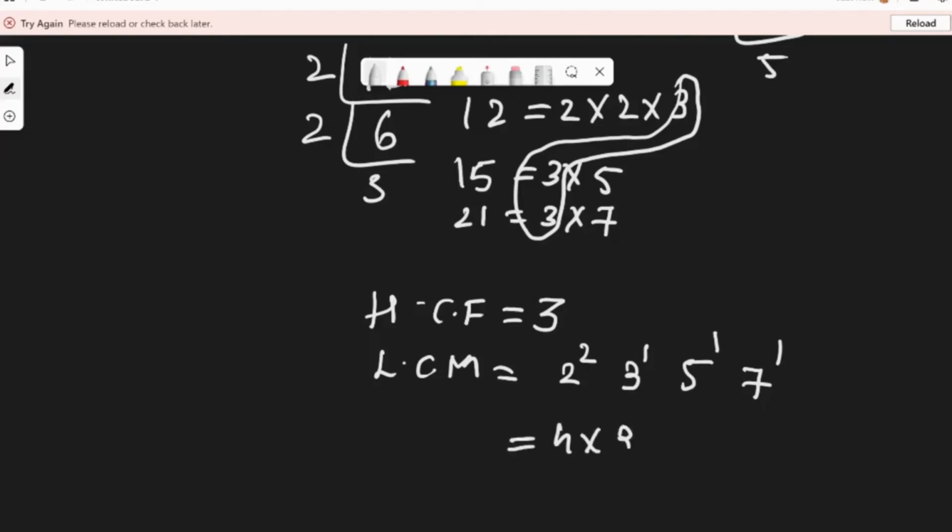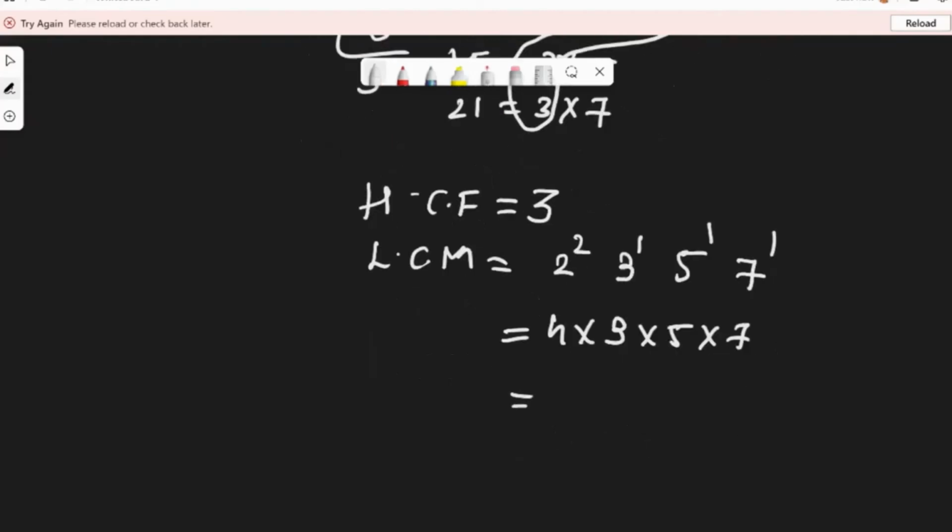So it will be 4 into 3 into 5 into 7. 4 into 3 will be 12, into 5 into 7. 12 times 5 is 60, and it will be 420.